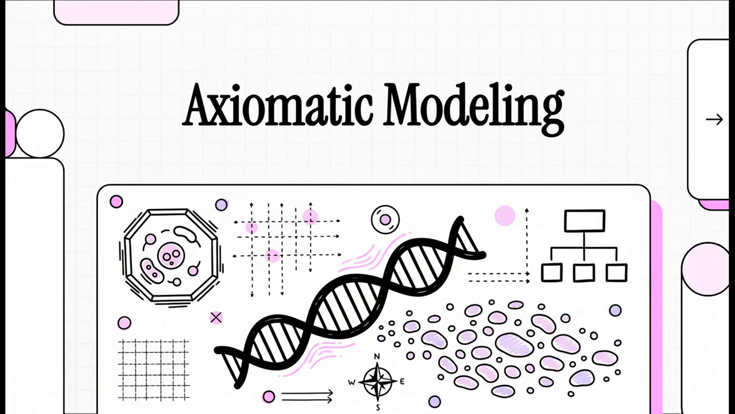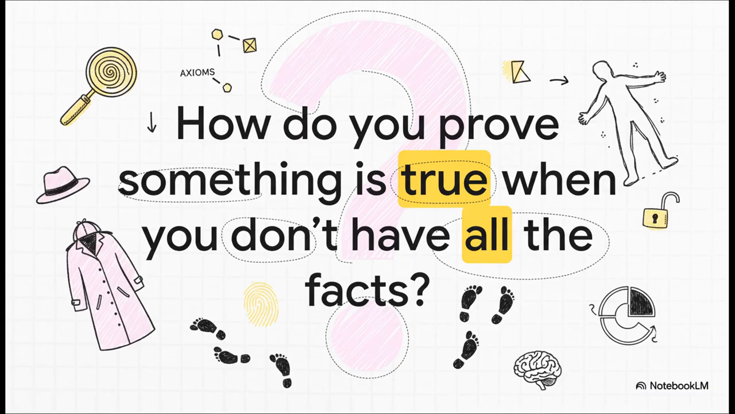Welcome to The Explainer. Today, we are jumping into a really powerful way of thinking, a method for finding solid ground in the beautiful, messy, chaotic world of biology. It's a way to prove something is true, even when you don't have all the pieces of the puzzle. So, let's kick things off with a question that scientists wrestle with all the time.